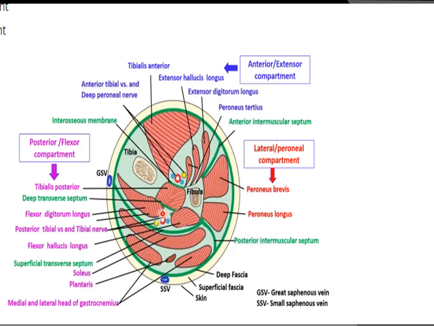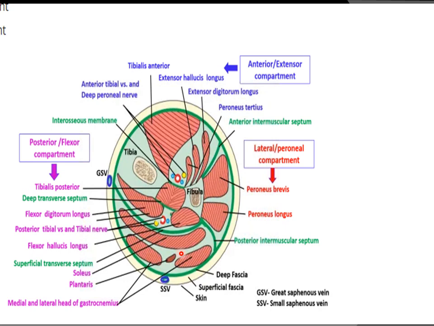Now let us discuss the superficial part of the posterior compartment of the leg. The superficial part is present between the superficial transverse septum and the deep fascia, which contains gastrocnemius, soleus and plantaris. So we can make out here the soleus, the gastrocnemius and the plantaris. This is the superficial part of the posterior compartment of the leg.